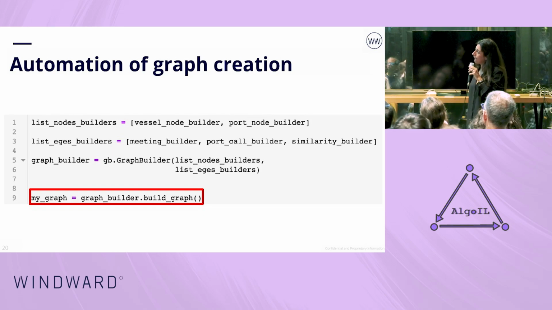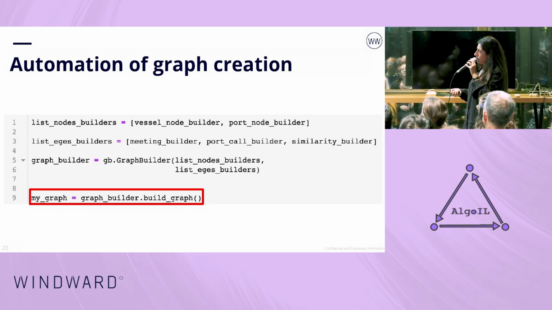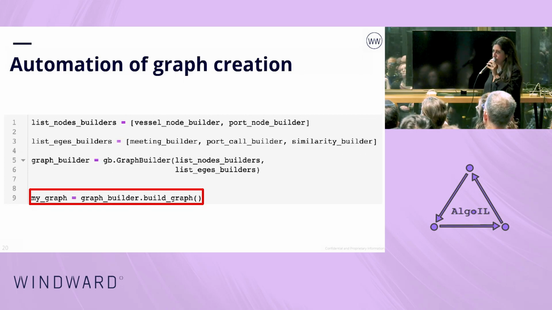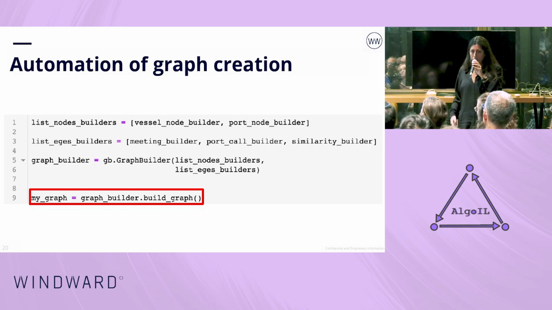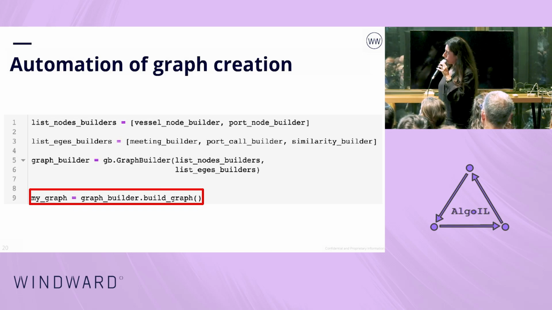So this is now how it looks. You just have what we call a list of node builders. Here we have ships, ports, and then you have a list of what we call edge builders. So you have meetings, for example, and Similarity that I mentioned also, and then within this line you can just do build graph and you end up with your graph in 10 minutes. Very convenient to work with in a data science team where you need to iterate your work pretty quickly.